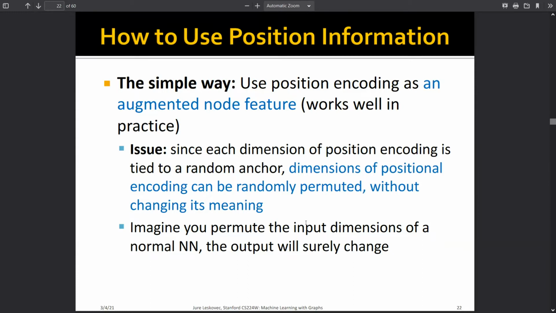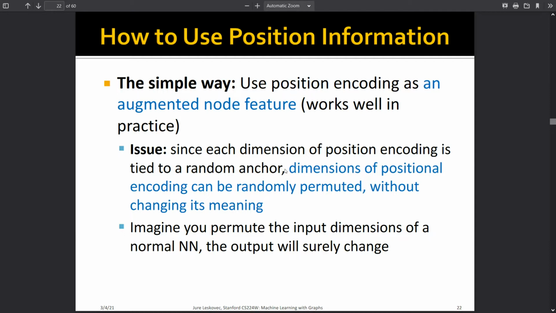Here. So this is where he talks about the positional encodings being invariant with respect to the node position. So it says dimensions of positional encoding can be randomly permuted without changing its meaning, because you're basically saying that it's a distance from the other nodes, right? It's a vector kind of saying that here is where the node is in relation to the others. So dimensions of position encoding can be randomly permuted without changing its meaning.